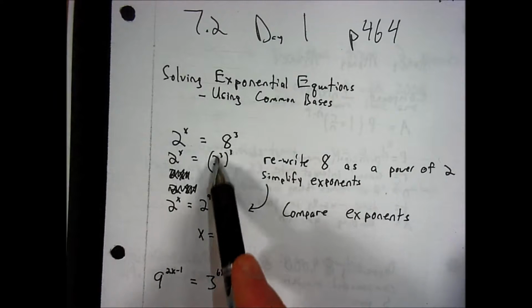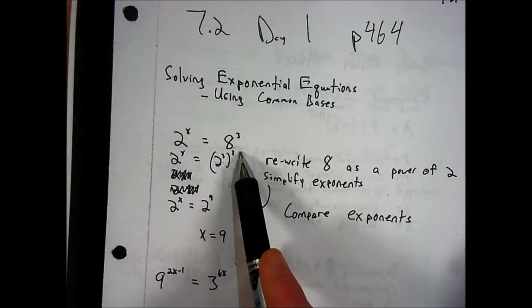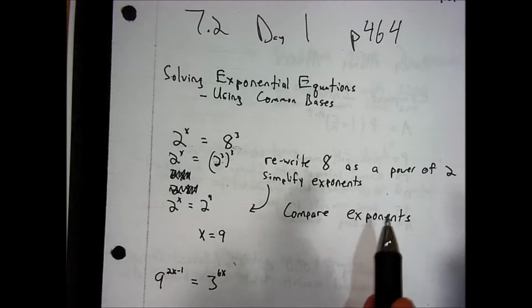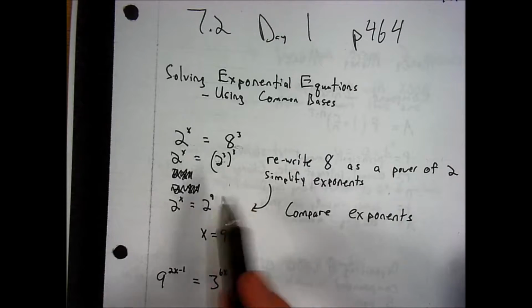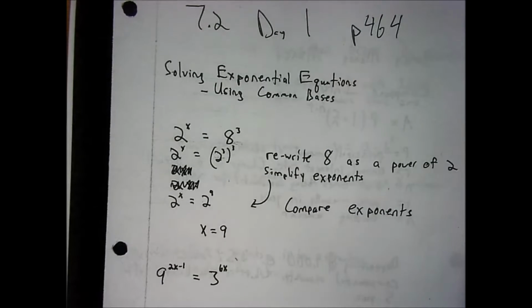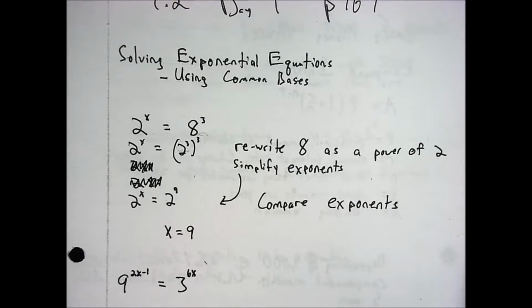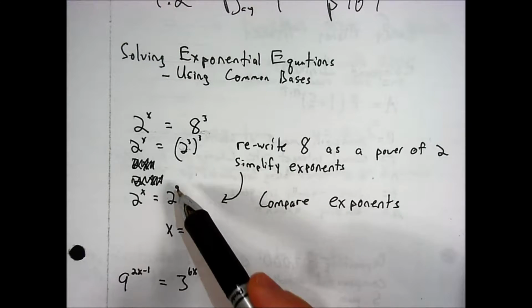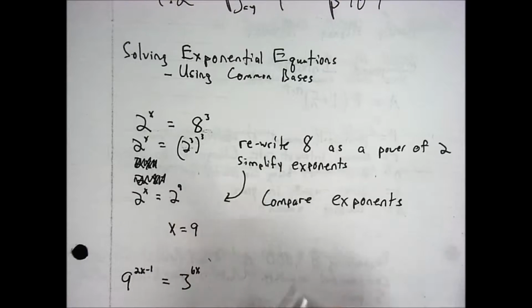So we got to simplify this over here. Exponent parentheses exponent, that's our power of a power property. This is the one time we get to multiply exponents. Okay, one time that we get to multiply exponents. Alright, so we're going to have 3 times 3 for 9. So we have 2 to the x equals 2 to the 9.